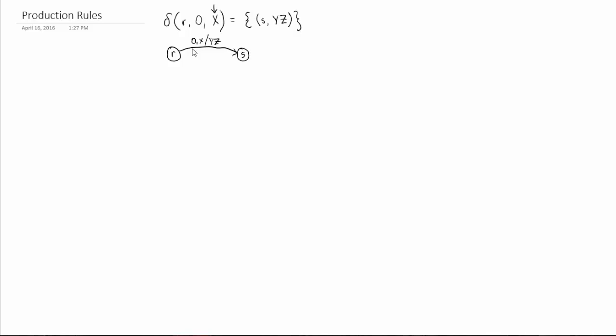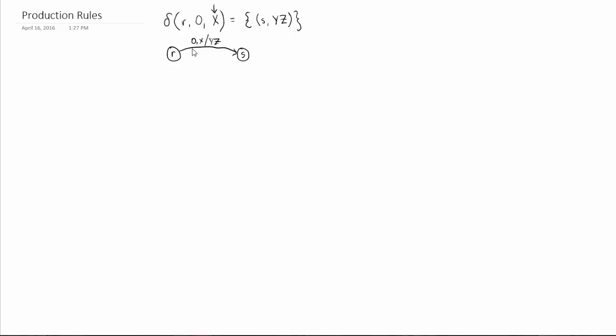Hey everyone, so this video is going to be about production rules. Basically what this does is if we're given a transition on a PDA, we should be able to convert it to a set of symbols on a CFG. So I drew out a bit of a transition here.